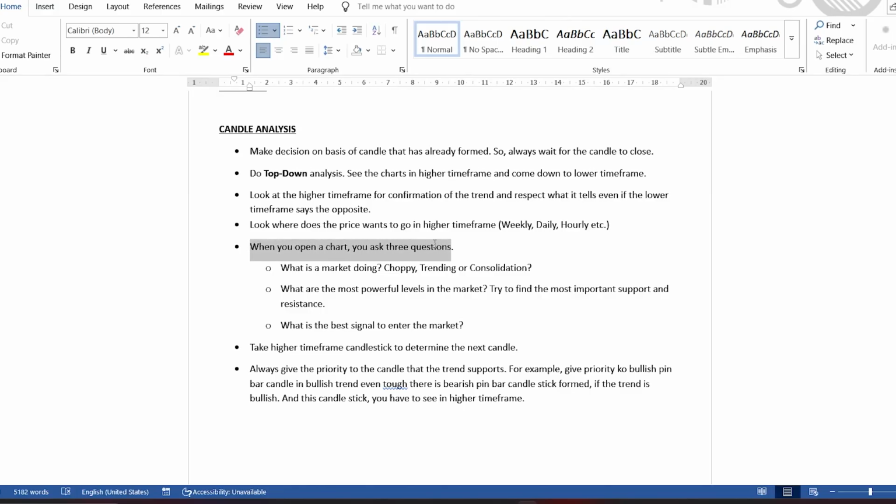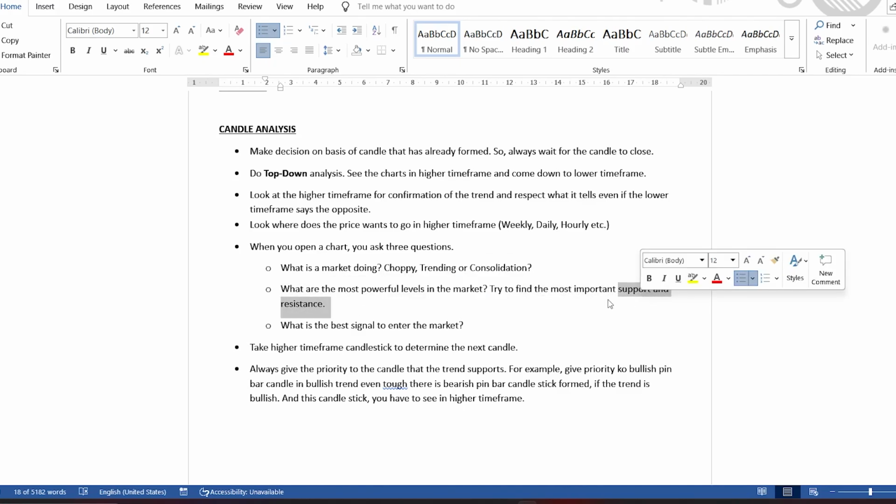When you open a chart, you ask yourself three questions. What is the market doing? Choppy, trending, or consolidation? What are the most powerful levels in the market? Try to find the most important support and resistance. Previously I was working with support and resistance. Now I'm working with liquidity area, which is also a kind of support and resistance zone. So I have changed my strategy for now.